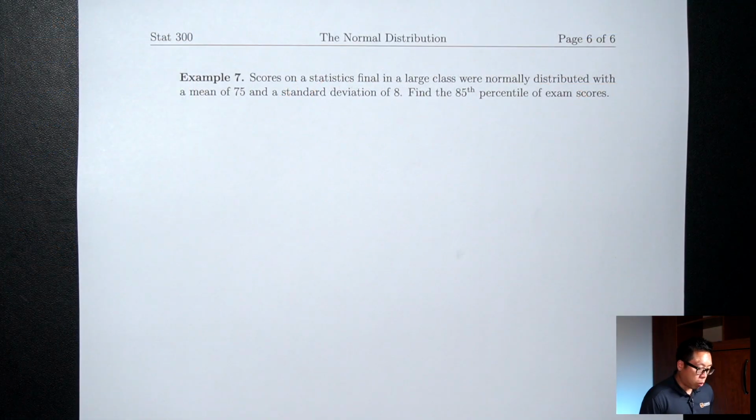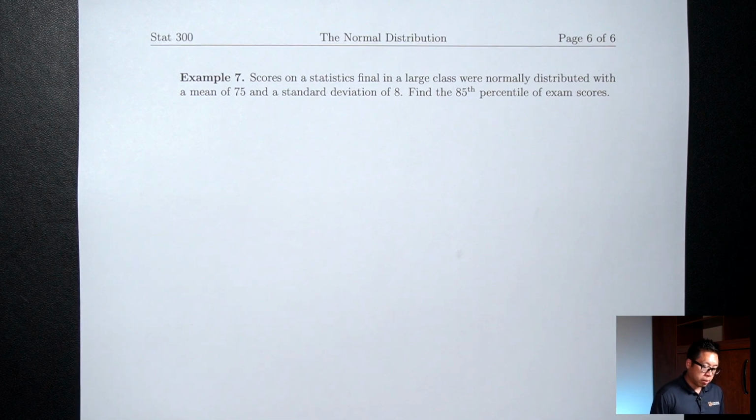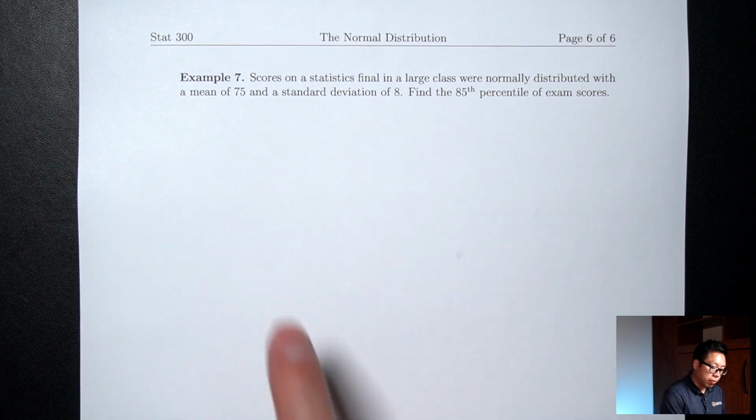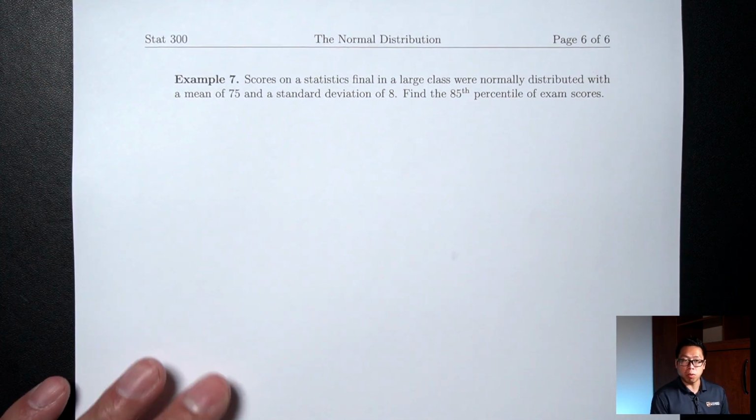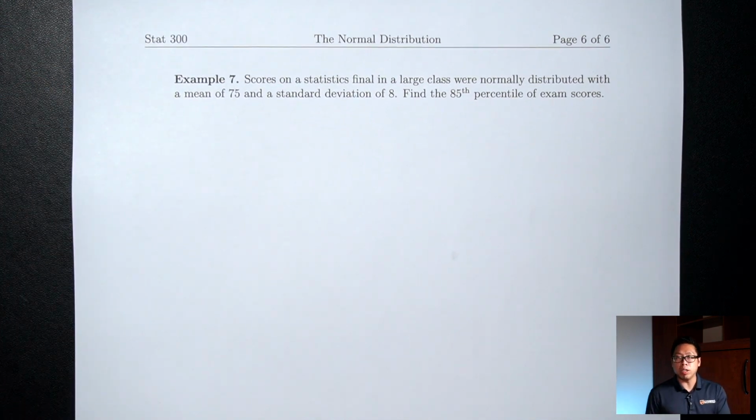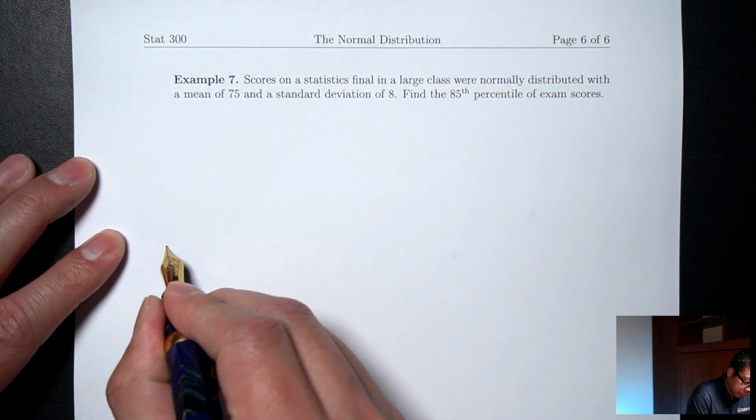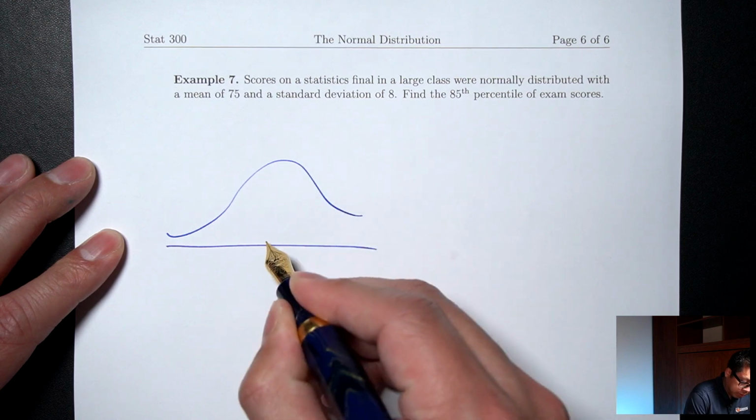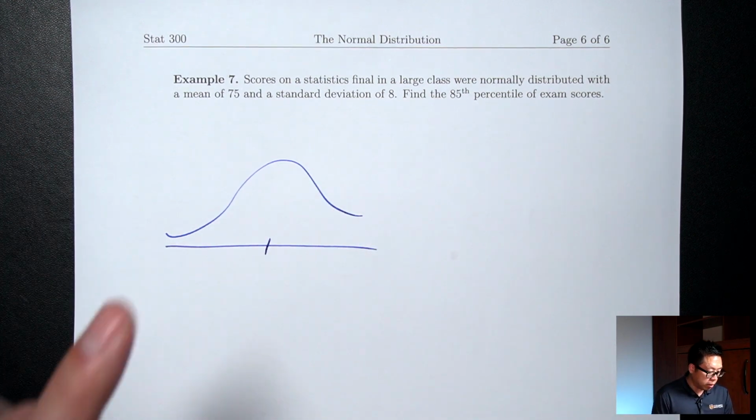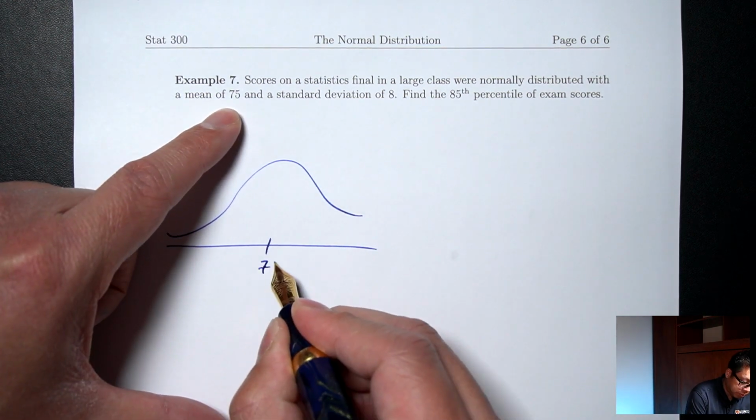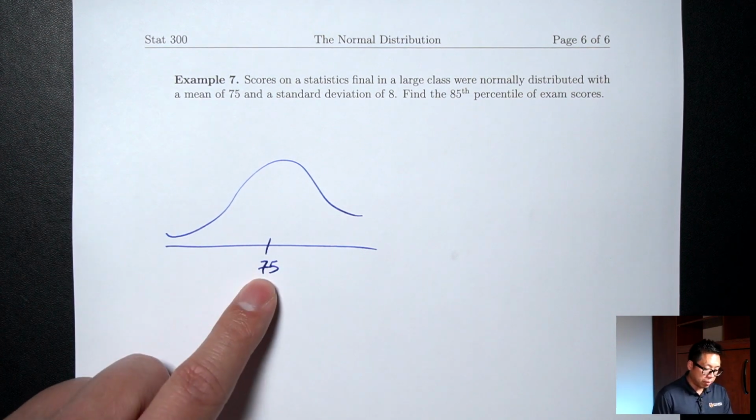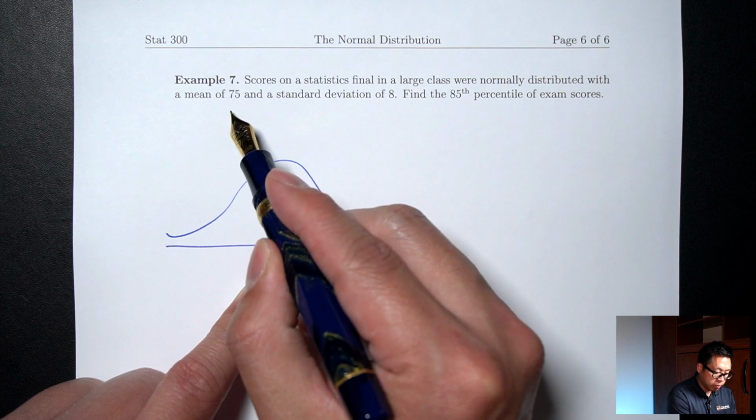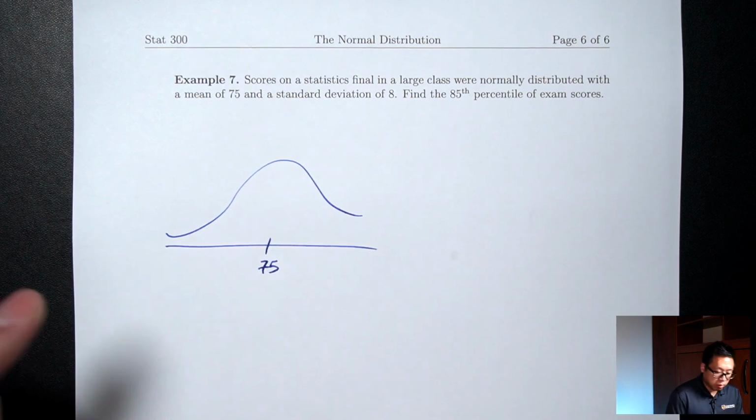Example 7. Scores on a statistics final in a large class were normally distributed with a mean of 75 and standard deviation 8. Find the 85th percentile of exam scores. As always, first thing I do is draw the normal distribution picture and put the mean in the middle. Our mean here is 75. And then also label that x-axis. So what does the 75 mean? The 75 was scores on the statistics final. So 75 is the score.